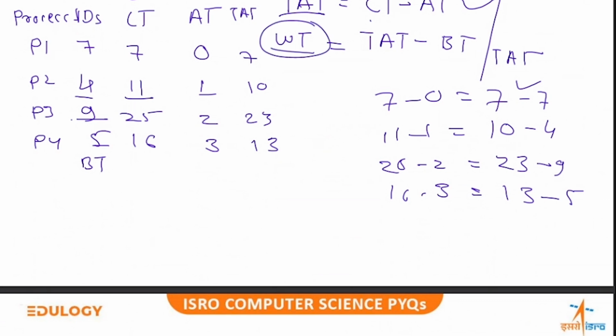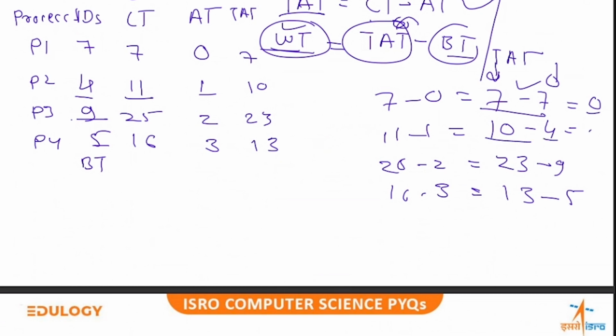We subtract burst time from the turnaround time for calculating waiting time. This is our turnaround time, this is our burst time, and we are subtracting it. 7 minus 7 is 0. 10 minus 4 is 6. 23 minus 9 is 14. And 13 minus 5 is 8.